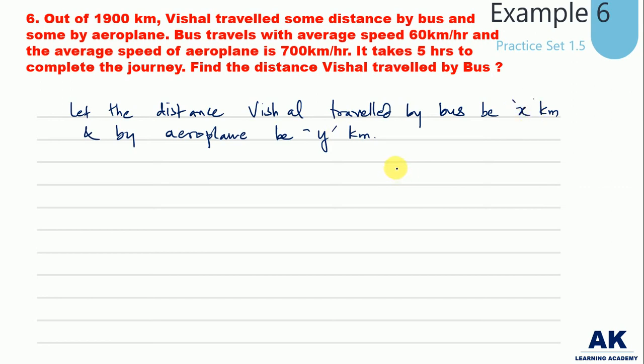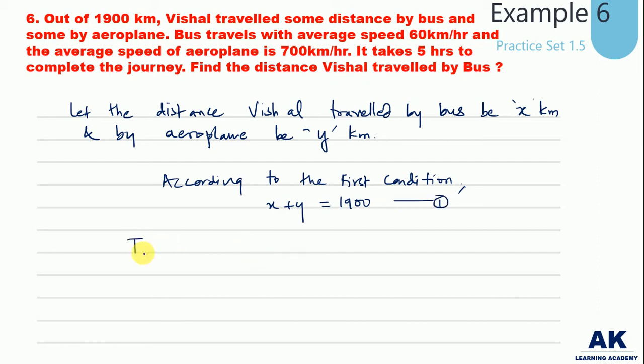okay. So according to the first condition, total distance is 1900, right? So according to the first condition, x plus y is equal to 1900, right? Let's call this equation number 1. But we know that time is equal to what? Distance upon speed, right?